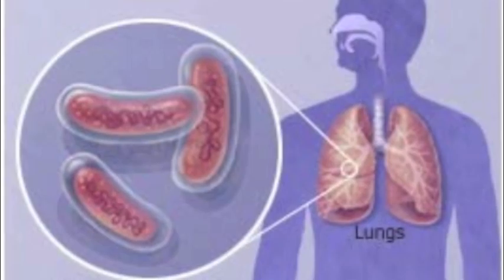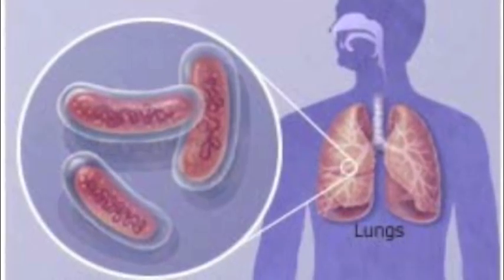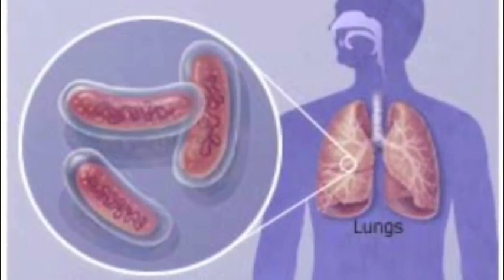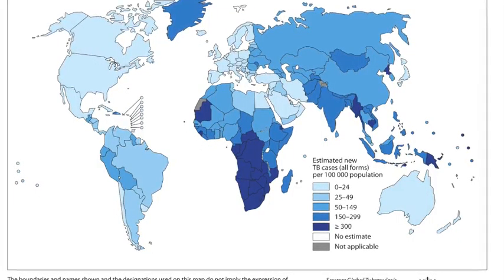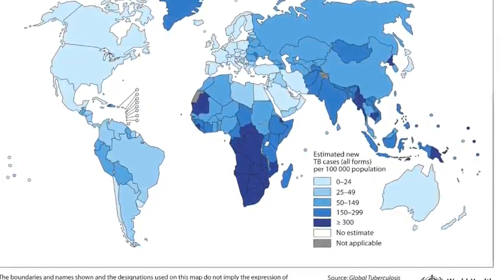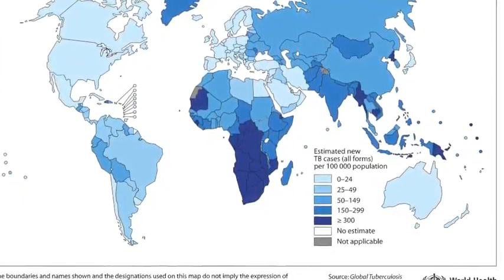A person may be infected with the bacteria but not show symptoms. This is called latent TB. Once the symptoms appear, it is called active TB. According to the World Health Organization, 1/3 of the world's population is infected with the TB bacteria.